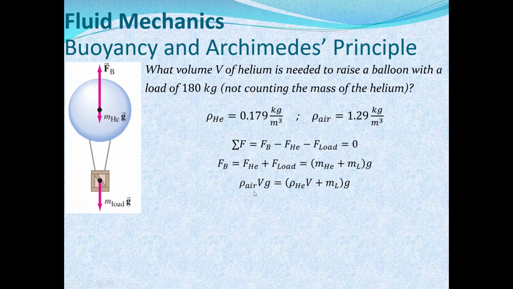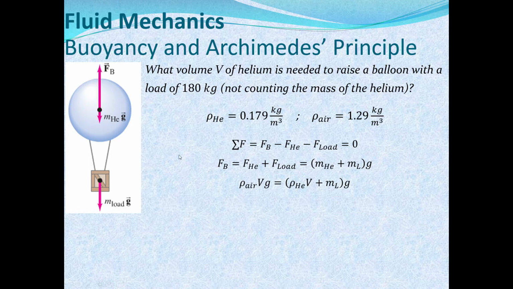Now note that there are two densities. The density of air goes in the buoyant force, because that's the fluid that's being displaced, and this is the density of the material, the helium, the gas that's displacing the air. This comes up a lot where you have multiple densities, and you have to be aware of which density goes in for buoyancy and which density goes in for the object.